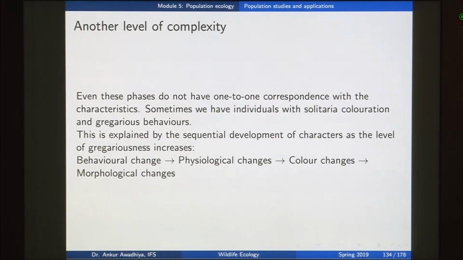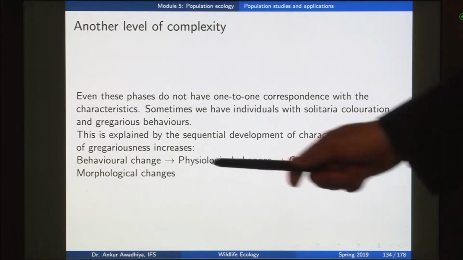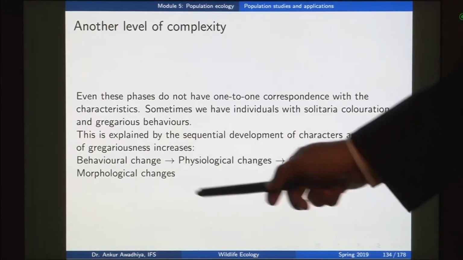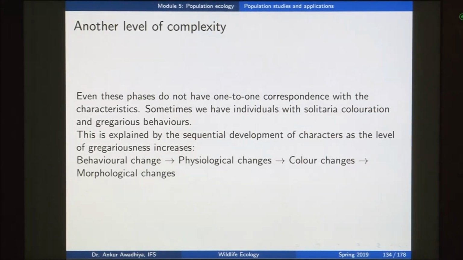Now, this was explained later on because we saw that there is a sequential development of characters. First of all, there is a change in the behavior. After the change in the behavior, we have physiological changes in terms of some hormones that are produced. Once you have these hormonal changes, then the color changes and then there will be morphological changes.